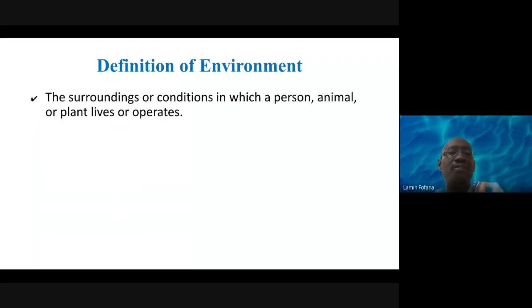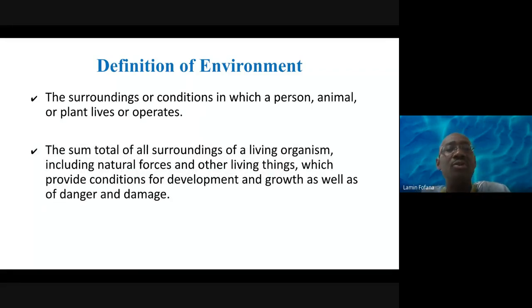But that's a smaller environment. Outside your house, within your locality, is all part of your environment. So our environment, in summary, is our surroundings or the conditions in which we live or operate. It is the total sum of all surroundings of a living organism, including natural forces and other living things, which provide conditions for development and growth, as well as of danger and damage. So environment is really broad.